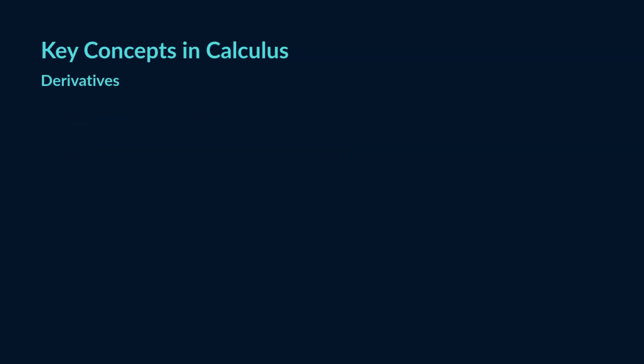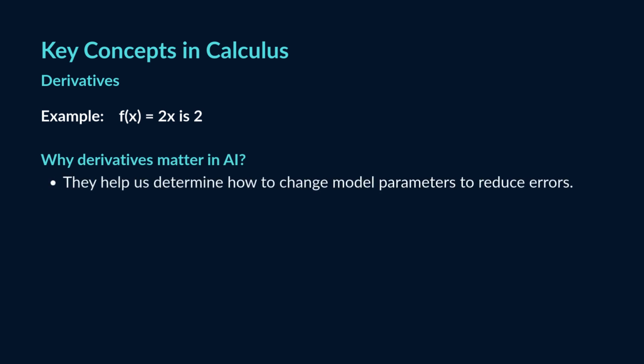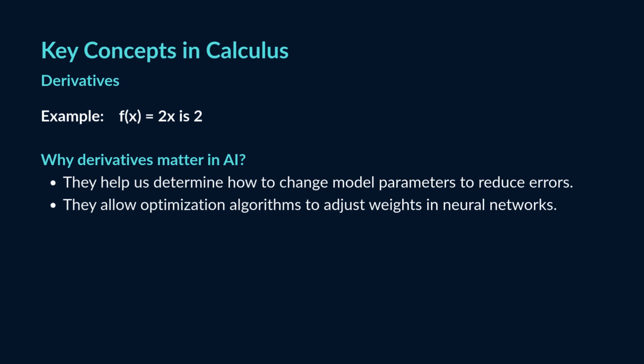Derivatives. A derivative measures how a function changes as its input changes. In simple terms, it tells us the slope or rate of change of a function. For example, the derivative of f(x) = 2x is 2. This means for every unit increase in x, the output increases by 2. Why derivatives matter in AI? They help us determine how to change model parameters to reduce errors. They allow optimization algorithms to adjust weights in neural networks.